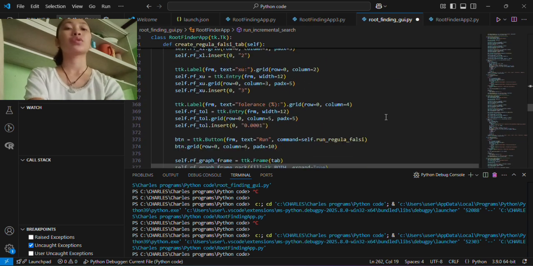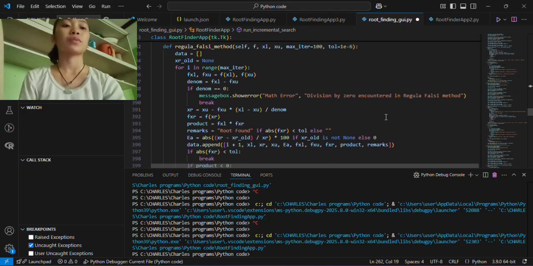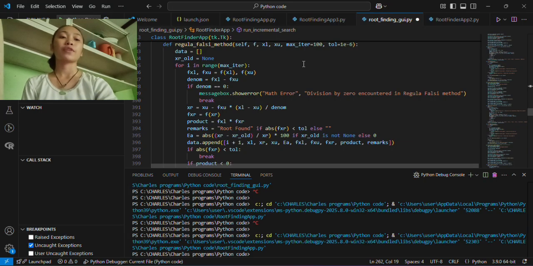Now, let's go to regula falsi. Regula falsi improves on bisection by drawing a straight line between xl, f of xl, and xu, f of xu, then finding where the line crosses the x-axis. This xr often approximates the root more accurately than the midpoint. Then it updates the interval as in bisection based on the sign change.